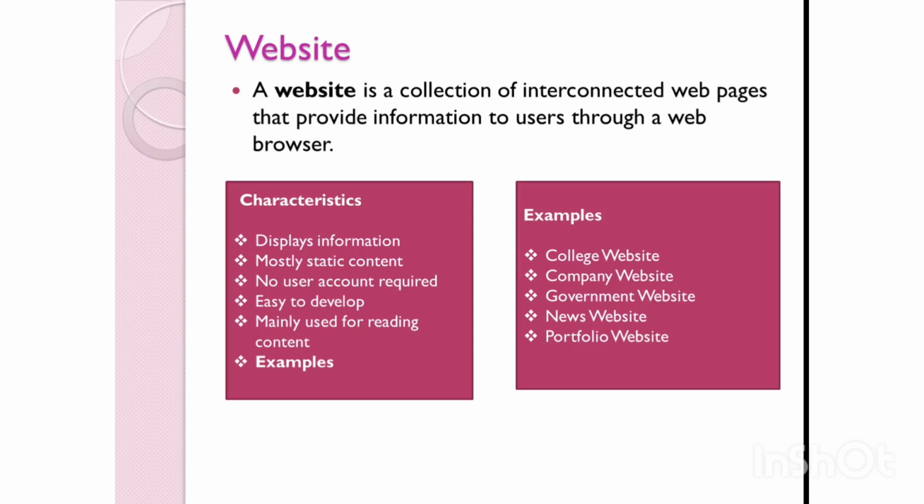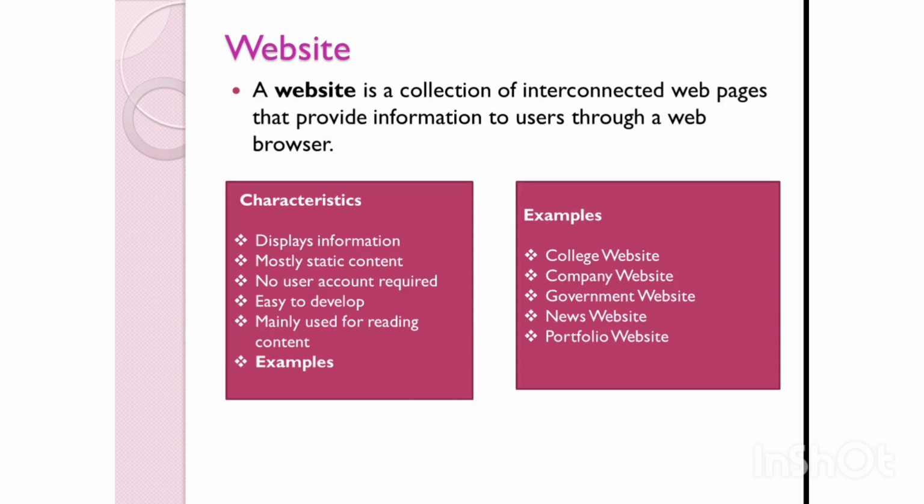Now let's look at this architecture. Most websites display information. They are usually static, meaning the content doesn't change often. Normally, users don't need to create an account just to read the information, right? So they are also easy to develop compared to a web application. Some common examples are college website, company website, government website, news website, portfolio website. For example, if you visit a college website just to check the department details or exam timetable, you are simply reading information. That is a website.